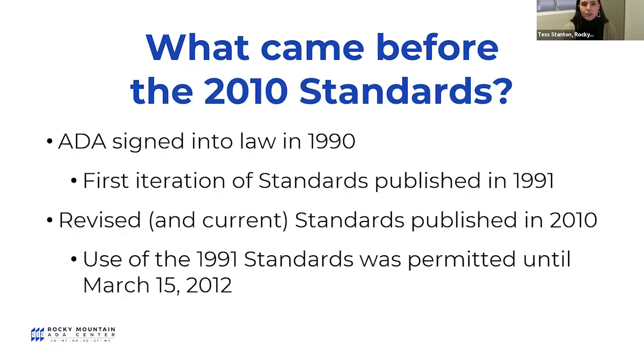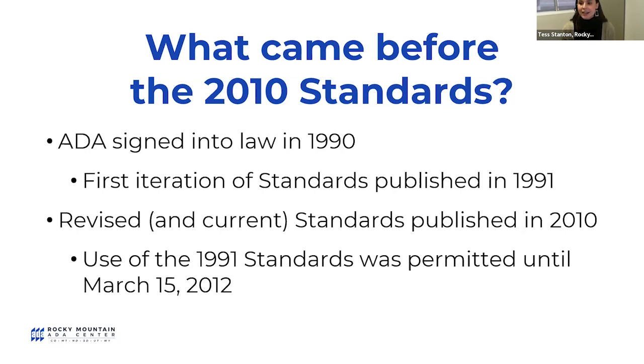So what came before the 2010 standards? The ADA was signed into law in the year 1990. The first iteration of the standards was published in 1991. And then the United States Department of Justice came back with a revised version of the standards, which they published in 2010. Now, use of that first iteration of the standards that were published in 1991 was permitted until March 15th, 2012. So there was a bit of an adjustment period. But come March 15th, 2012, the 2010 standards kind of became the law of the land.